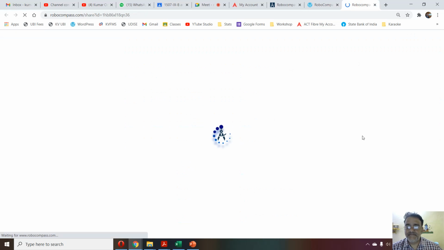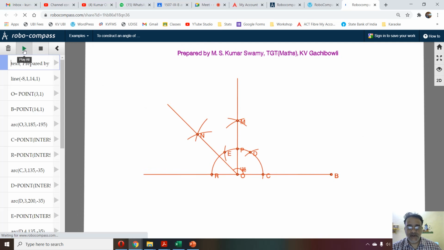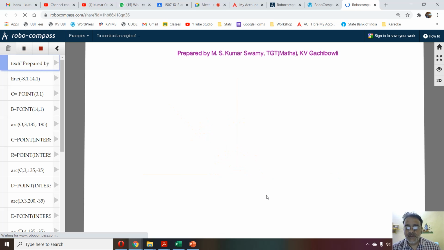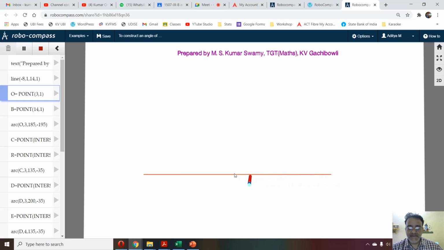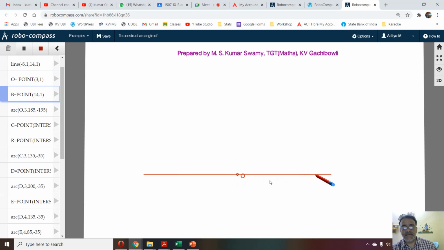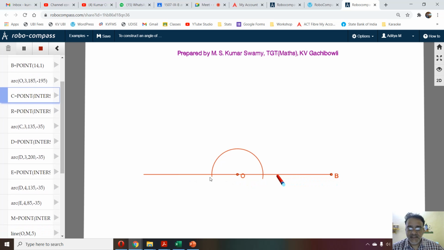After this we'll wind up. Okay, so for 135 what we will do, we will draw the bisector between 90 and 180, 90 and 180. So we'll draw one full line segment. Okay, we'll take one point O in between, and we'll draw one semicircular arc. We took this point as B. We'll draw one semicircular arc which will intersect the line at point C and R. C, this point is R.